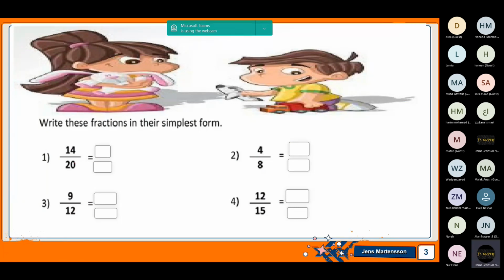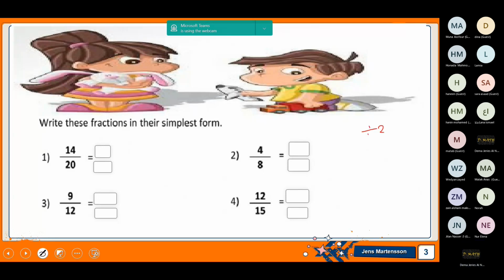The first one here, we have 14 over 20. I told you, in grade 5, when you want to simplify, try to divide by 2. If it does not work, divide by 3. If it does not work, divide by 5. And if it does not work, divide by 10. And if none of them work, try to divide by 4, by 6, by 7, the other numbers. But these are the most common factors.